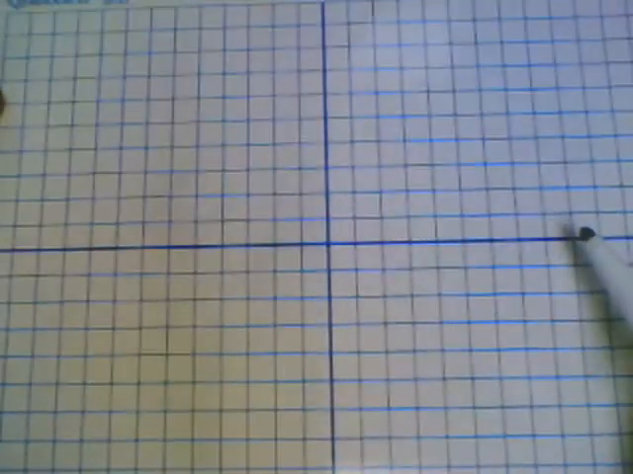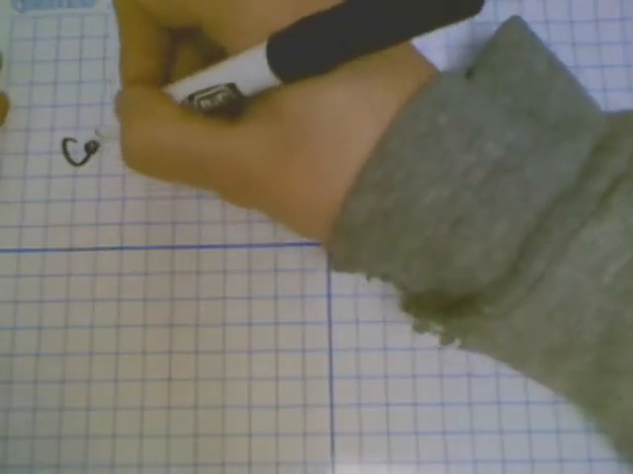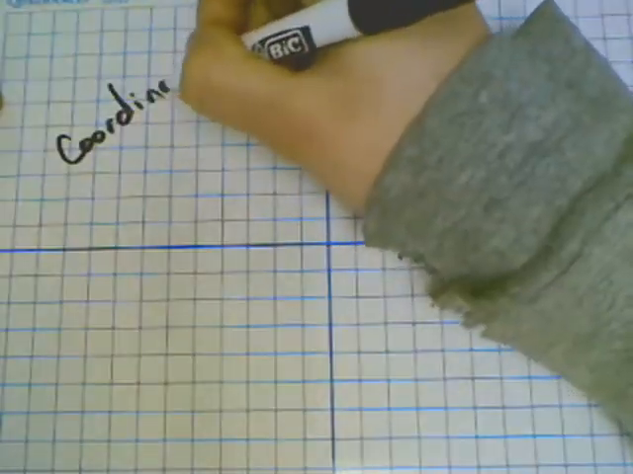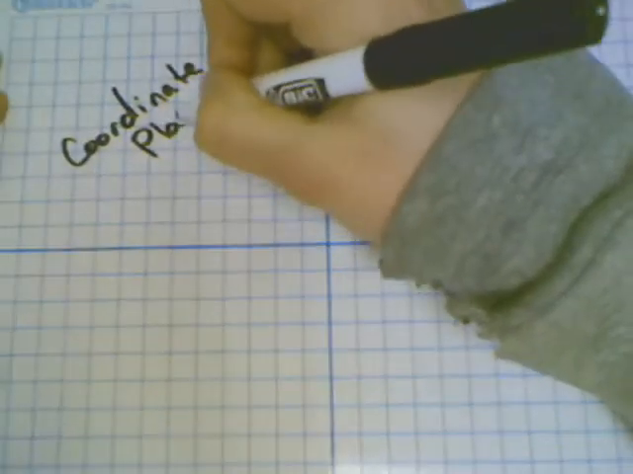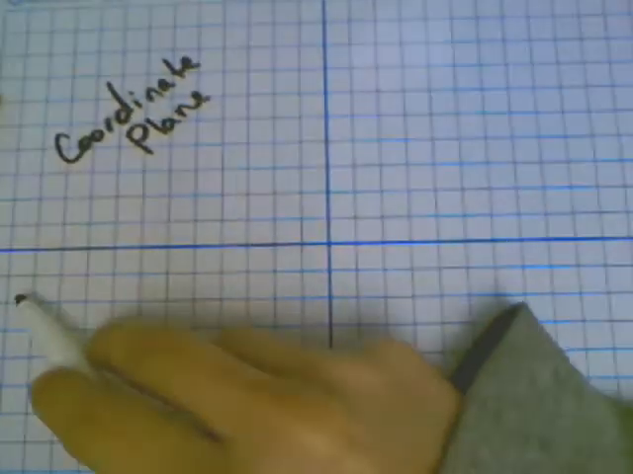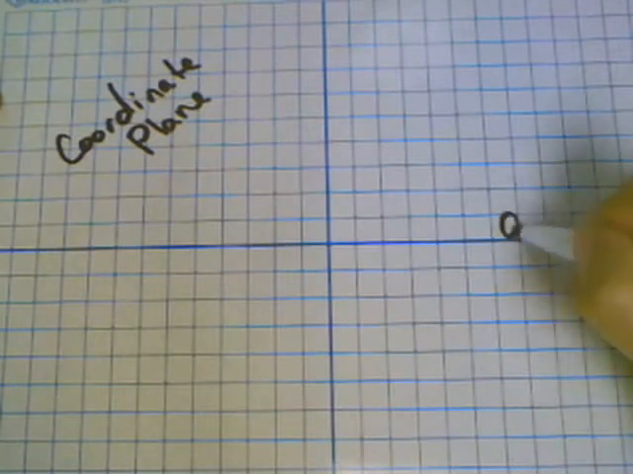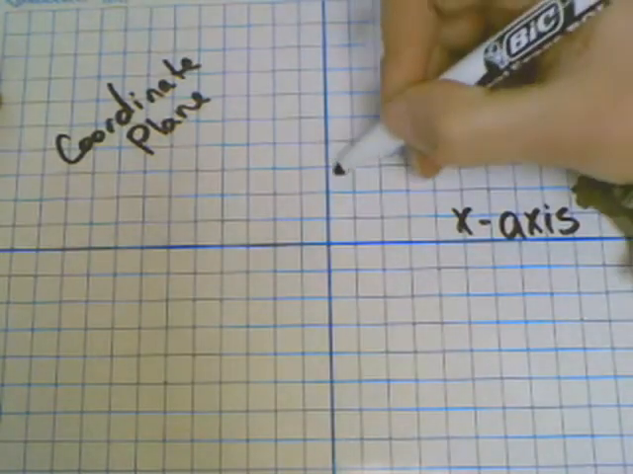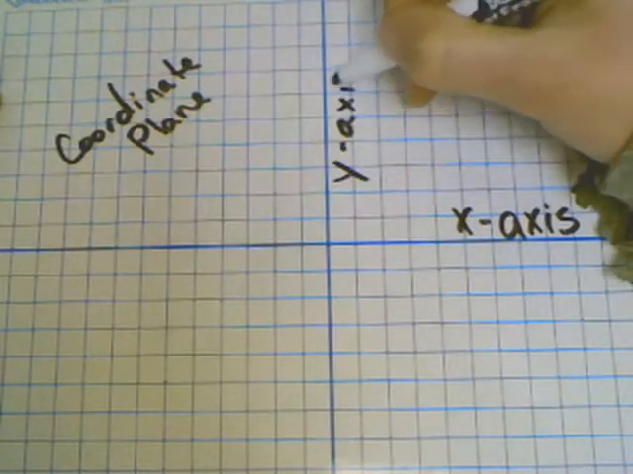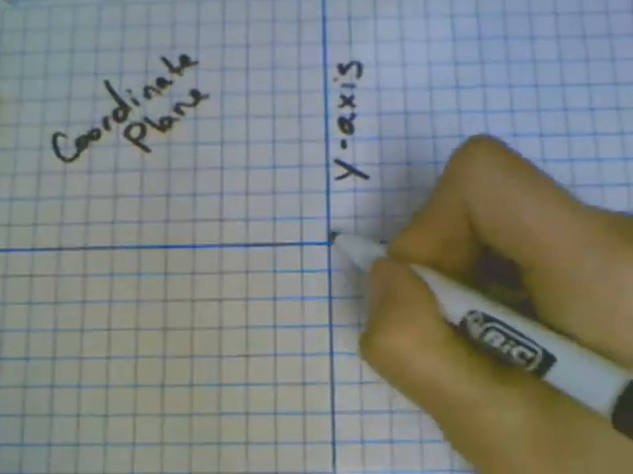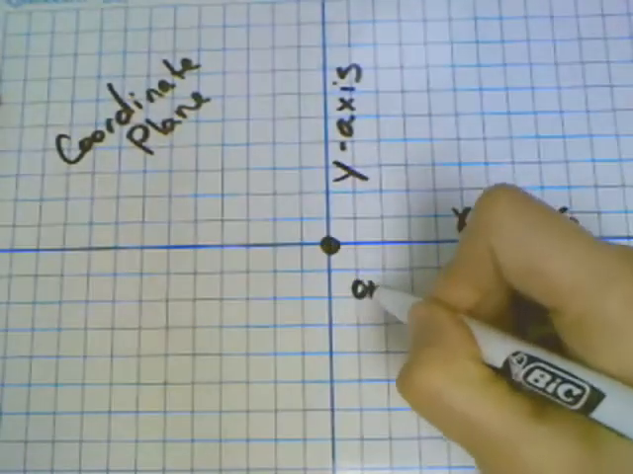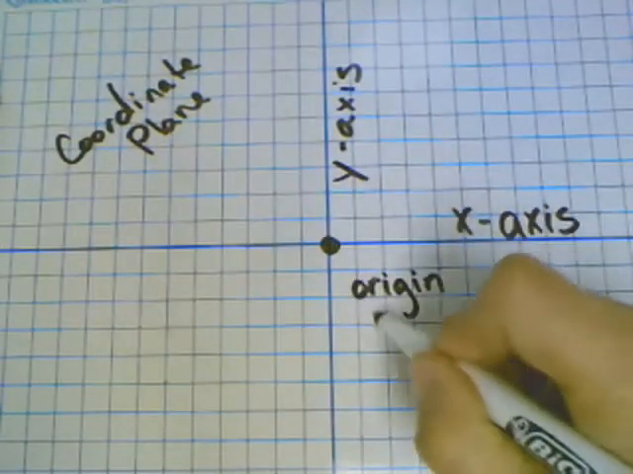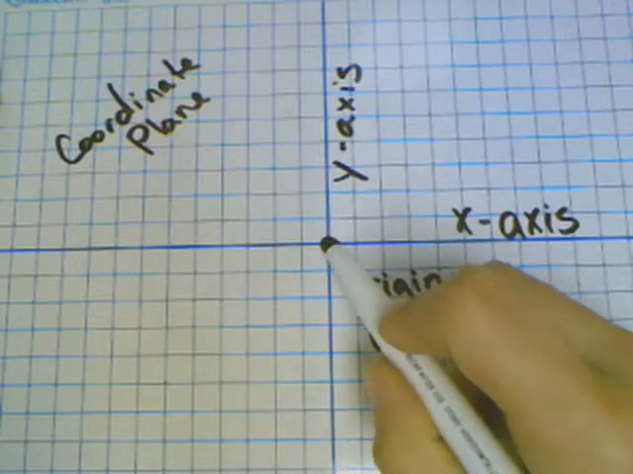When we take two number lines, put one horizontal and another one vertical, what we get is called the coordinate plane. The horizontal number line here we call the x-axis, and the vertical one we call the y-axis. Where these two lines intersect, we call the origin, and this is the point 0, 0.